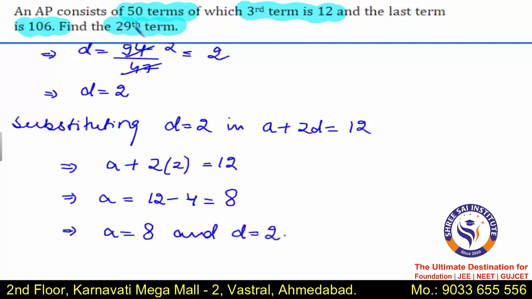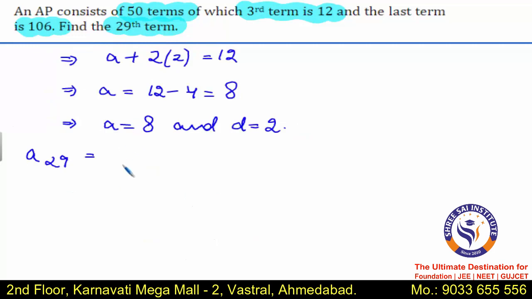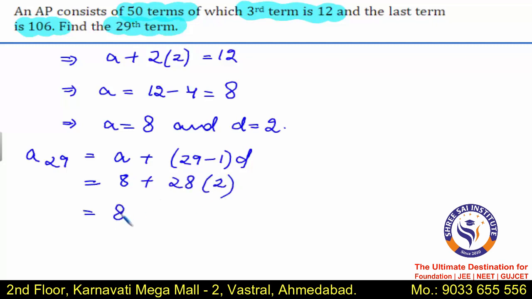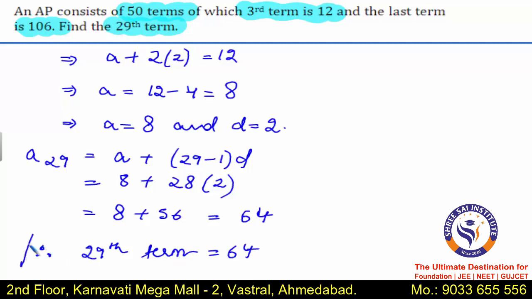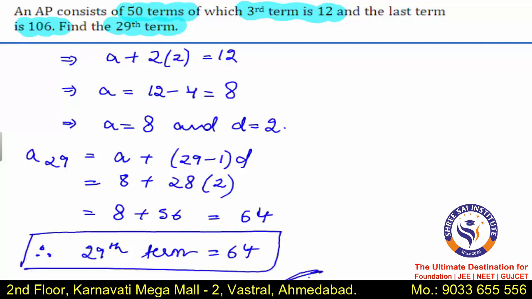Now we have to find the 29th term, and the 29th term of the given AP is equal to A plus 29 minus 1 into D. Substituting the value of A and D, we have 8 plus 28 into 2. This gives 8 plus 56, which is equal to 64. Therefore, the 29th term of the given AP is equal to 64. This completes the solution.